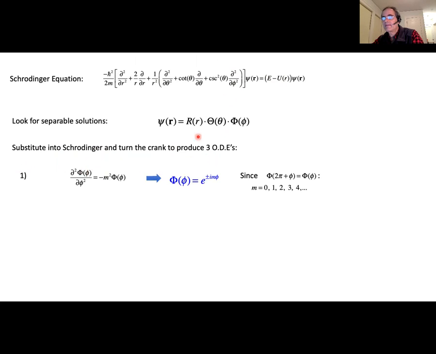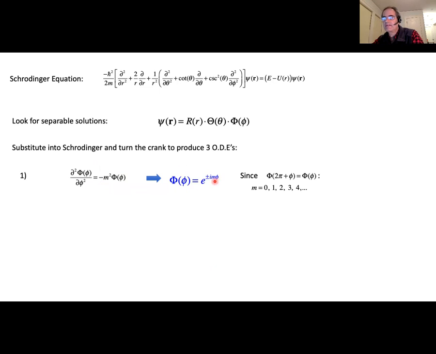The first is the phi of phi equation, and we find that the second derivative of capital phi with respect to phi is equal to minus m squared times capital phi. And we know enough by now to recognize that an exponential function will solve this equation. Okay? So the solutions look like e to the plus or minus i times m times phi.